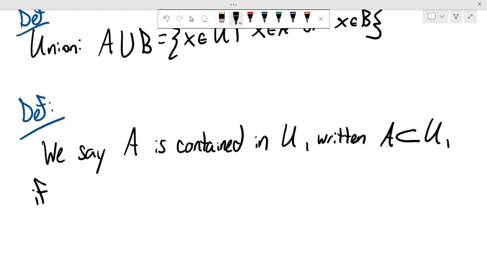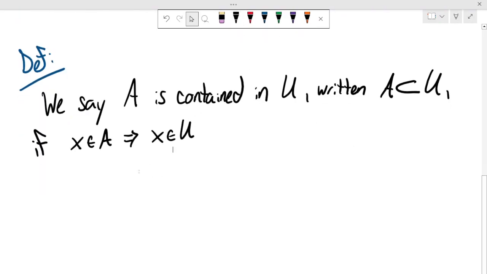If x in A implies that x is in U. So in other words, any x in A means that that same x must be in U. Okay, so all of the points in A are also in U. So this doesn't necessarily work in the other direction. But this is very important because, actually I'll just write this as its own definition.